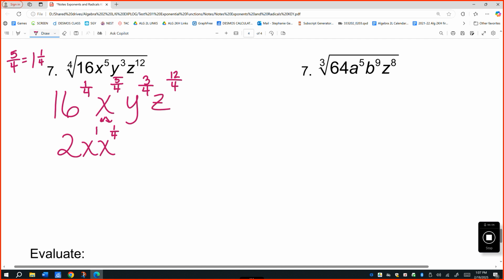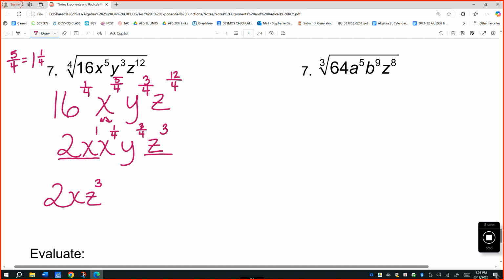Y to the 3/4. Well, that's not an improper fraction. I don't have a 1 whole in that. So I'm just going to leave it as y to the 3/4. And then z to the 12 divided by 4, that's 3. Okay, now I'm going to look for all of my whole number exponents. Okay? So that would be 2. That would be x to the 1st power. And that would also be z to the 3rd power. Okay, so I'm going to grab everything that has a whole number exponent. And I'm going to write that first.